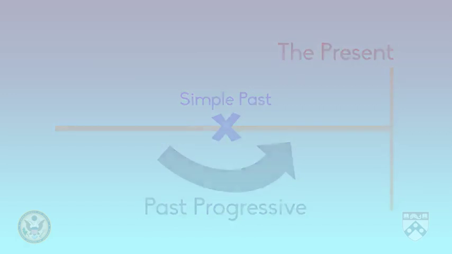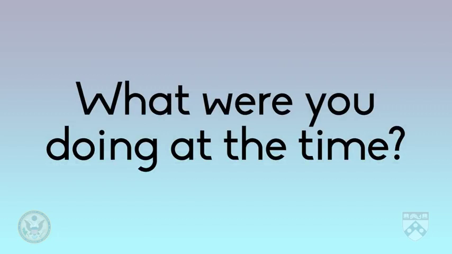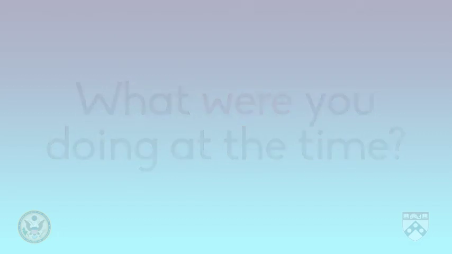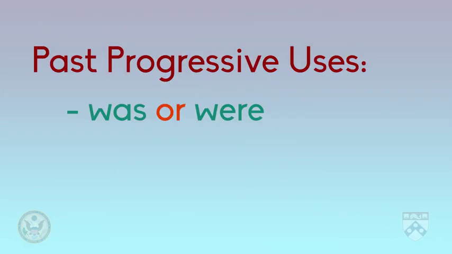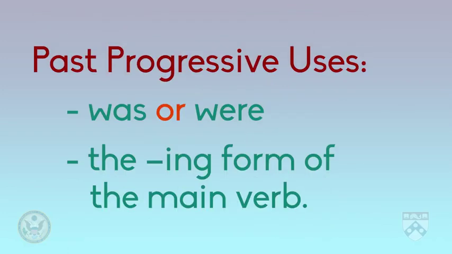The second question, what were you doing? The helping verb changes because this question is asking about something that happened over a period of time in the past. Remember, the past progressive form uses helping verbs was or were and the ing form of the main verb.